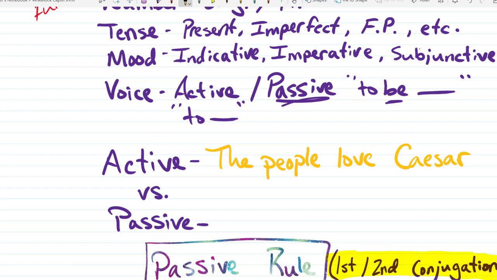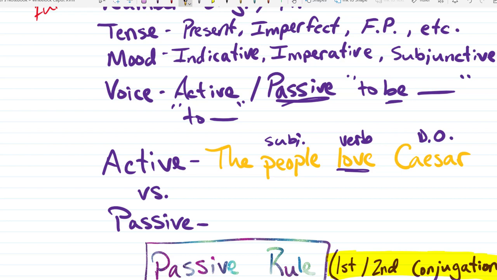So in active voice, we could say something like, the people love Caesar, okay? And here, the people, your subject, are doing the action, the verb. They're the ones carrying it out. The people are doing the loving, right? And who are they loving? They're loving Caesar, our direct object, okay?